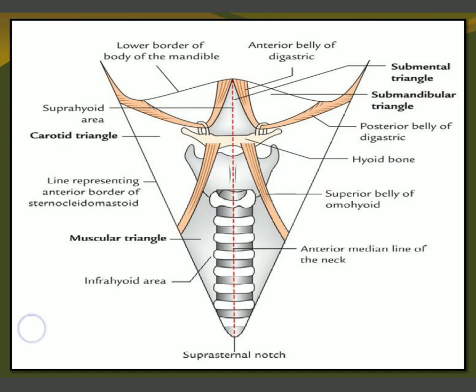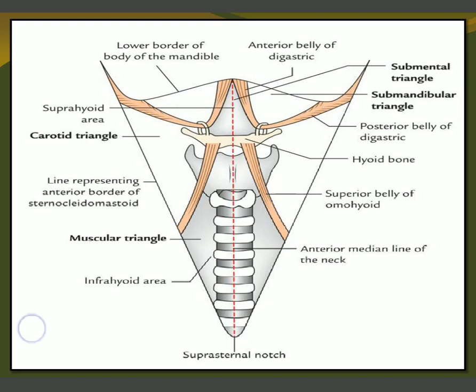So the boundaries of the anterior triangle of the neck. Superiorly, this line is representing the base of the mandible. This is the base of the mandible, this is the angle of the mandible. So the superior boundary is the base of the mandible and an imaginary line joining the angle of the mandible to the mastoid process behind the ear. So the superior boundary is the base of the mandible and the imaginary line joining the angle to the mastoid process.